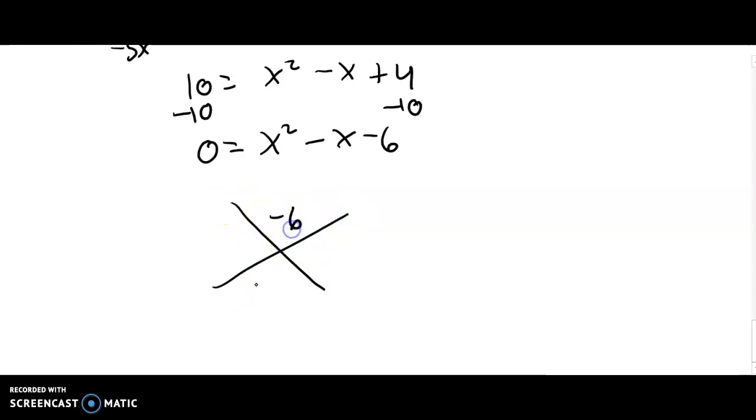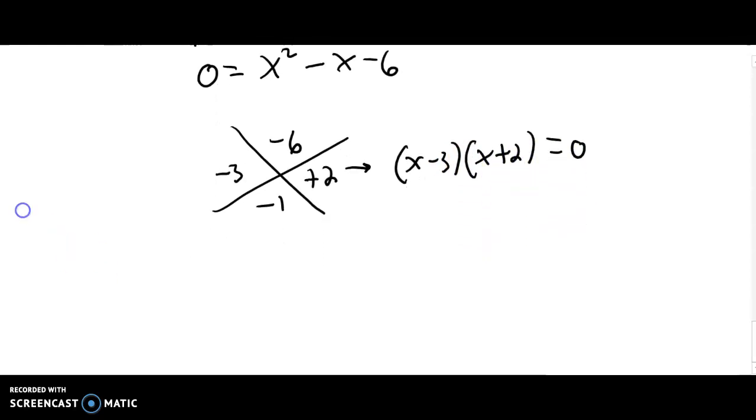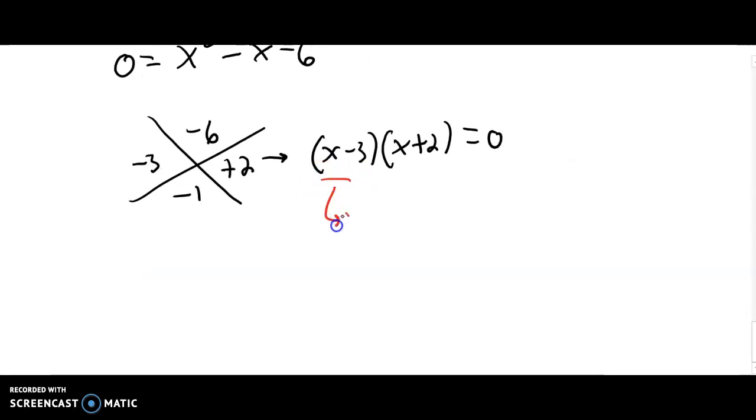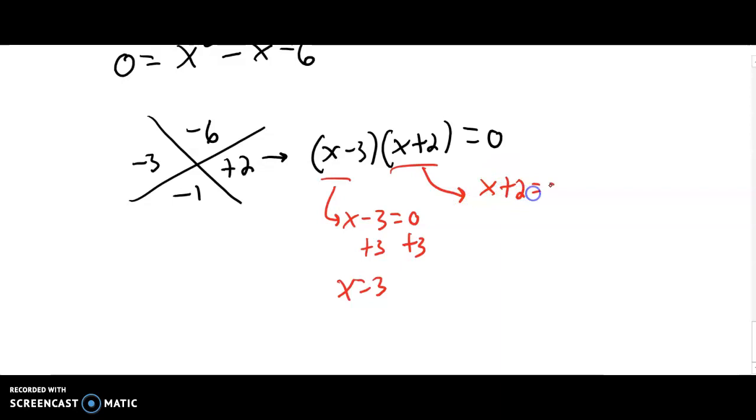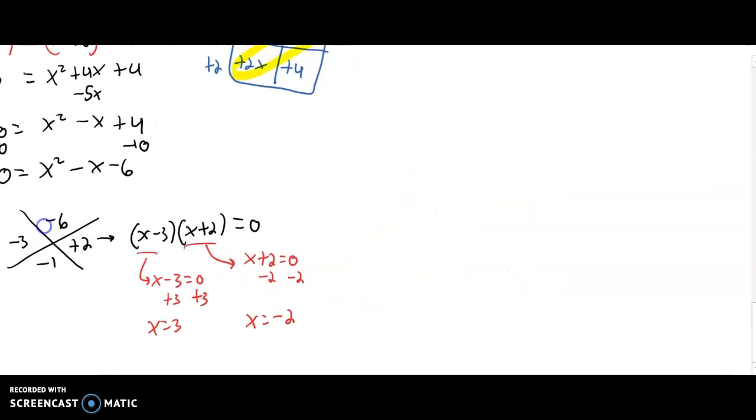We've got negative 6 and negative 1. How about negative 3 and positive 2? So we get x minus 3 and x plus 2. We're going to set these equal to 0. X is 3. And negative 2. Okay, we need to test these for extraneous solutions.